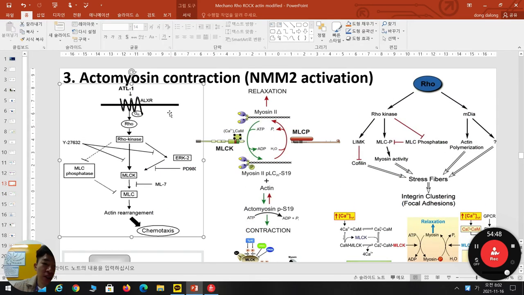So again, Rho A is the active form, maybe GTP-bound. And Rho GTP activates ROCK kinase, and then MHC kinase is activated because of the kinase action. MHC kinase phosphorylates, and then actin rearrangement occurs. But you can also inhibit this pathway. ML7 inhibits this kinase from phosphorylation. In the Rho kinase, it somehow inhibits MHC phosphatase, and then inhibition of inhibition activates the MHC. Like that.